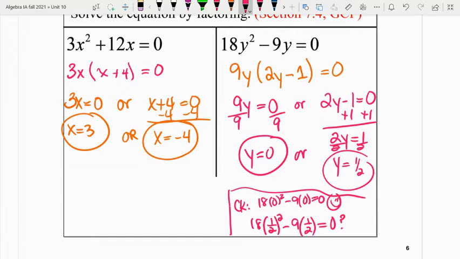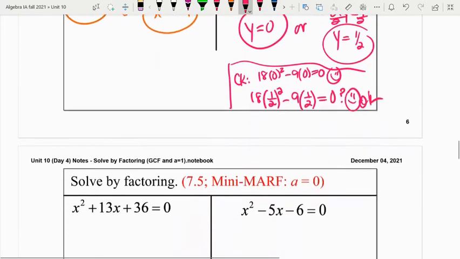So take 18 times 1 half quantity squared. So 18 times 1 half squared. And then subtract 9 times a half. And you get 0. Checks. So you can check these if you want.